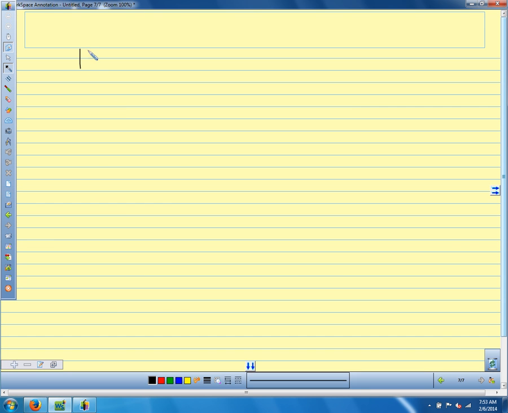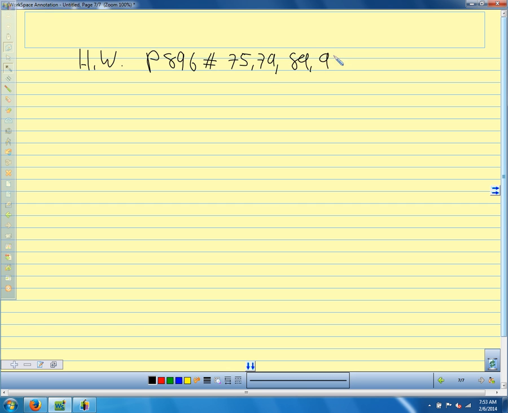All right, homework. So this is another place where the derivatives are the same, except they're kind of a little bit different. Page 896. There you go.